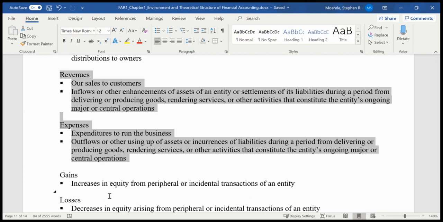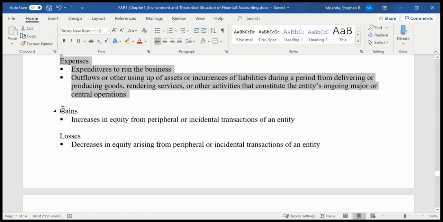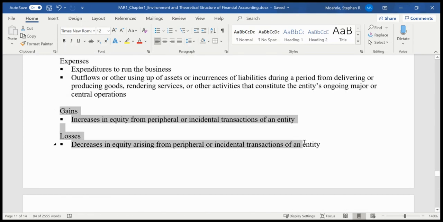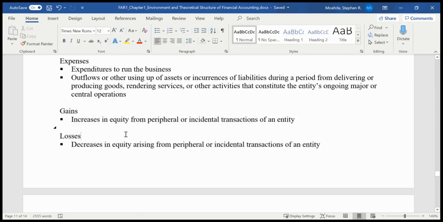A gain or loss would be if the restaurant also invests in stocks or bonds, or maybe they discovered oil in the back property of the restaurant. That's of course a very extreme example, but it's something peripheral or incidental. It is not the central operations of the business.